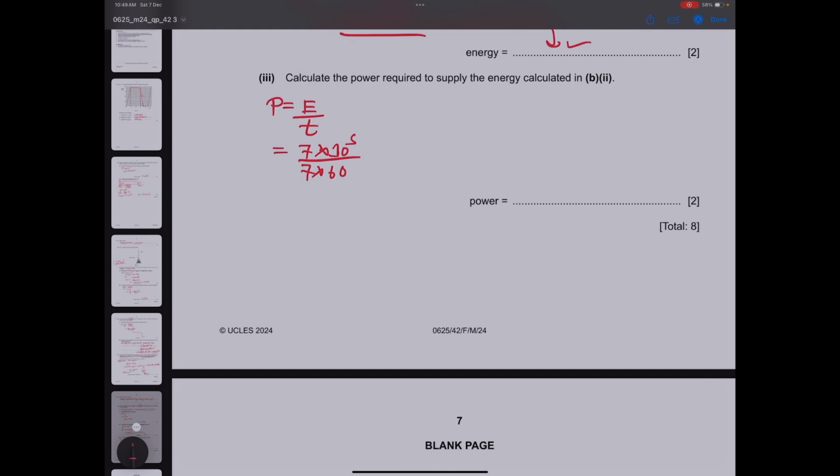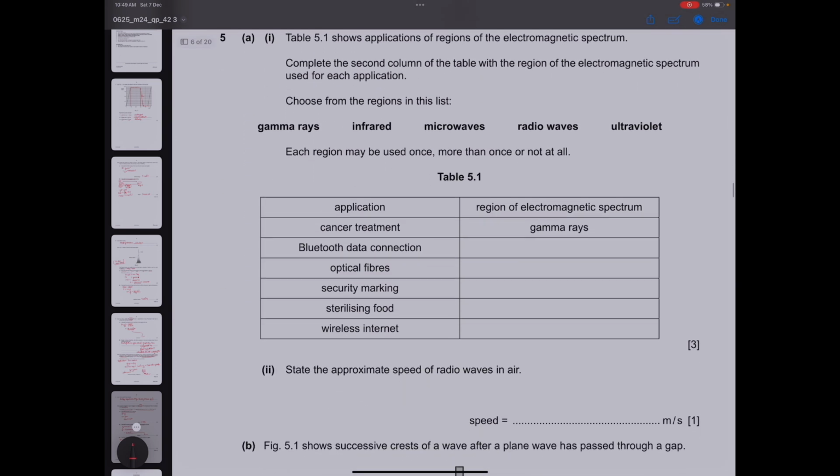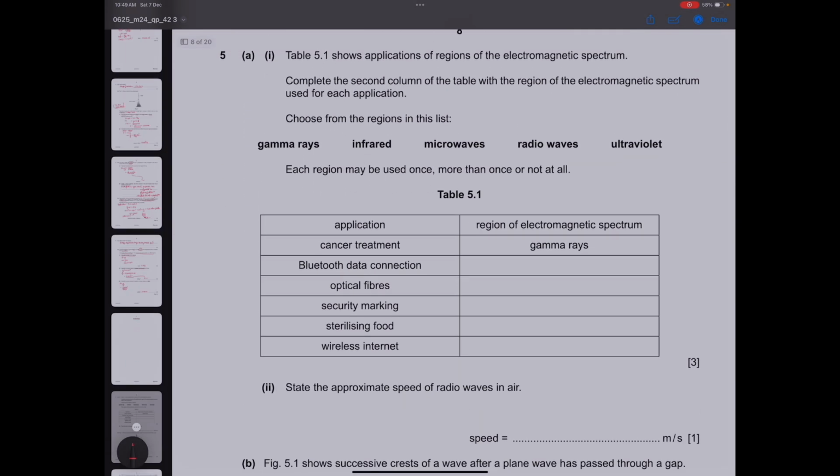Alright, and it will come out to be nearly 1700 watts. Now, let's move on to the next question. It's a directly theoretical question. You need to remember which electromagnetic radiation is used for each application.